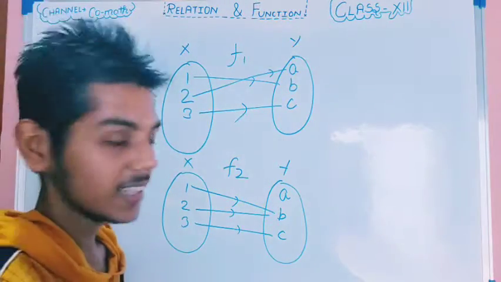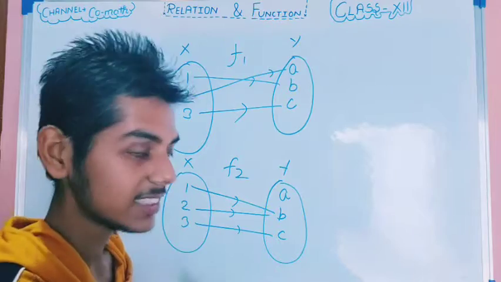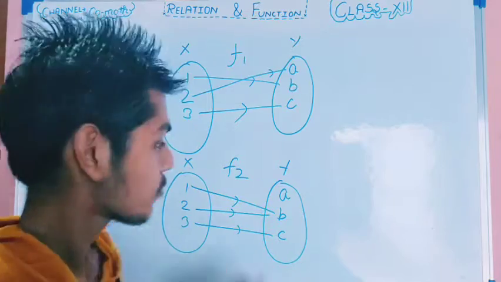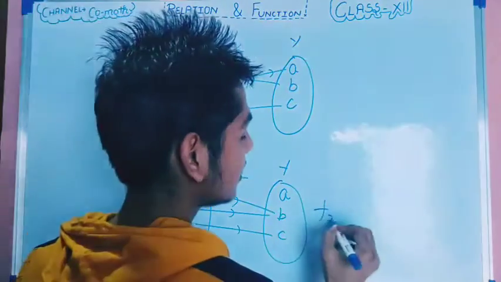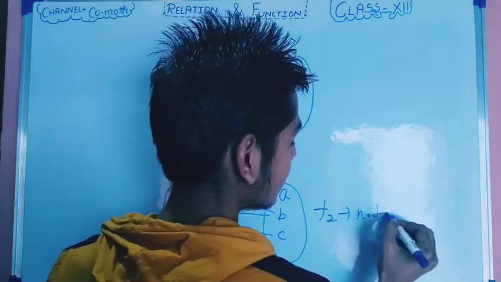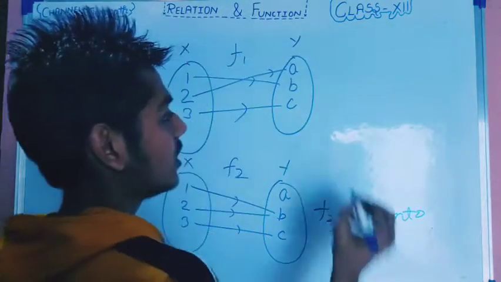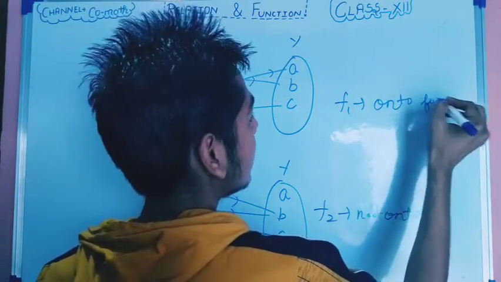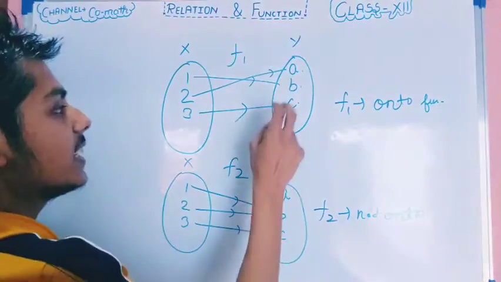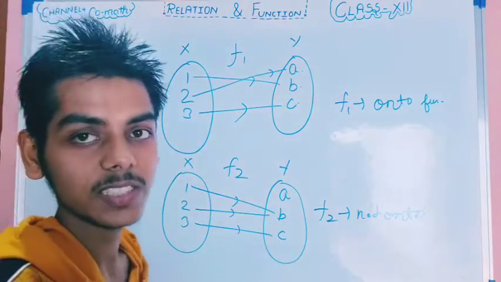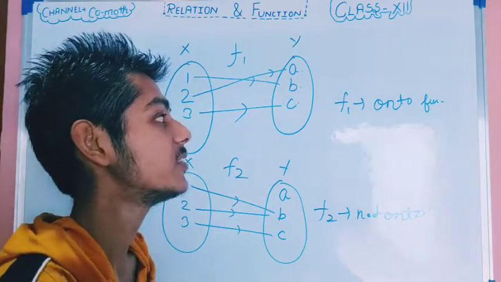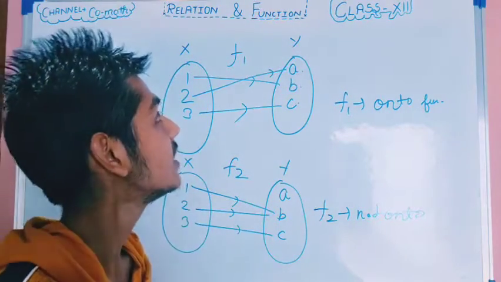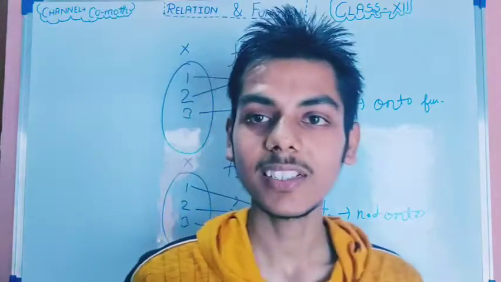So here we observe that the element a of the codomain is not related to any element of the domain under function f2. Hence the function f2 is not an onto function, while the function f1 is considered an onto function, as each element a, b, c of the codomain y acts as an image for some element of the domain x. I hope you understand.